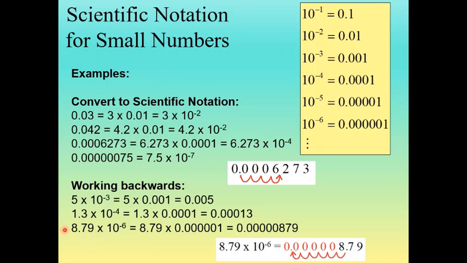If we have the number 8.79 times 10 to the minus 6, one way to write this is to start with the original number here, 8.79. And we have to move the decimal place 6 places to the left. So what I do is I count over 1, 2, 3, 4, 5, 6, put the decimal right there and fill in all the zeros. So I end up with 0.0000879.